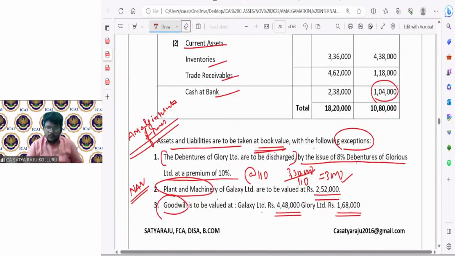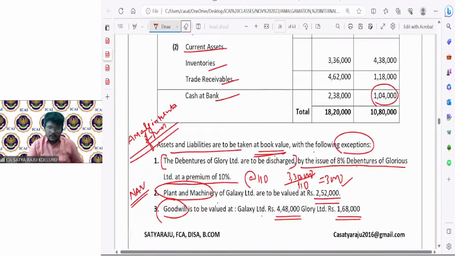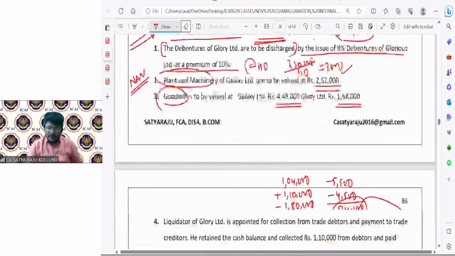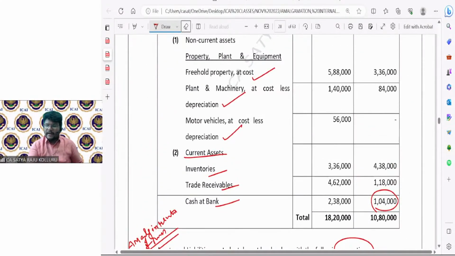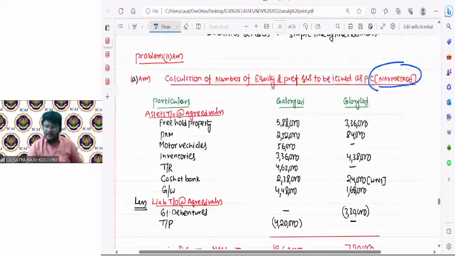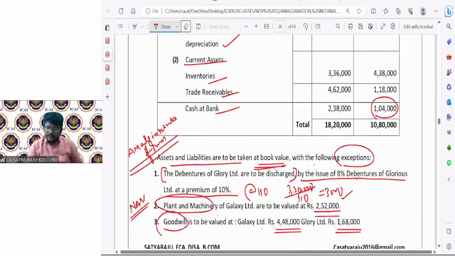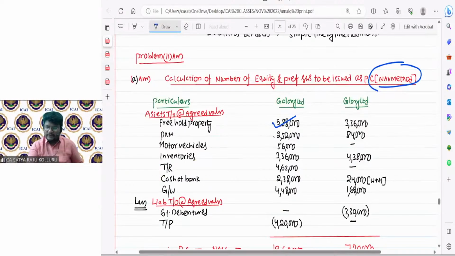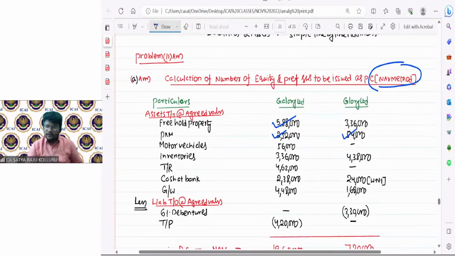Now one by one, let me know the taken over or agreed value for assets, first of all, freehold property. Under that, only plant and machinery has a different value, remaining all are the same at book value. So freehold property is as it is at book value, 5 lakh 88, 3 lakh 36. If you check plant and machinery, it is clearly given that for Galaxy Limited it is to be valued at 2 lakh 52,000. For Glory, you can consider it as it is, which is 84,000.